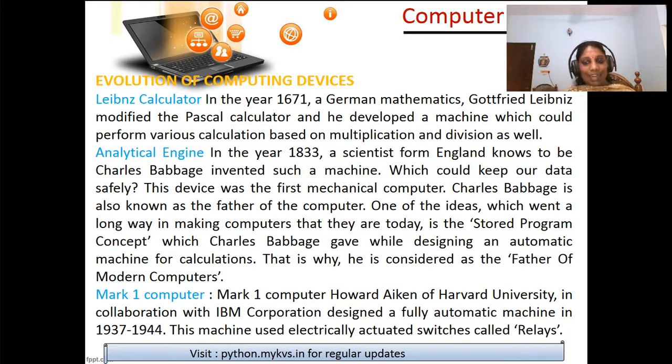He invented what we call the analytical engine. There, the data was kept permanently. Data was kept safe. As we know, even now the smallest storage device, called a chip, can store your data. At that time, the biggest machine ever invented to store data permanently was by Mr. Charles Babbage. One of the ideas which went a long way in making the computers of today is the stored program concept, and he designed it in such a way that we can think about storing it in one place.